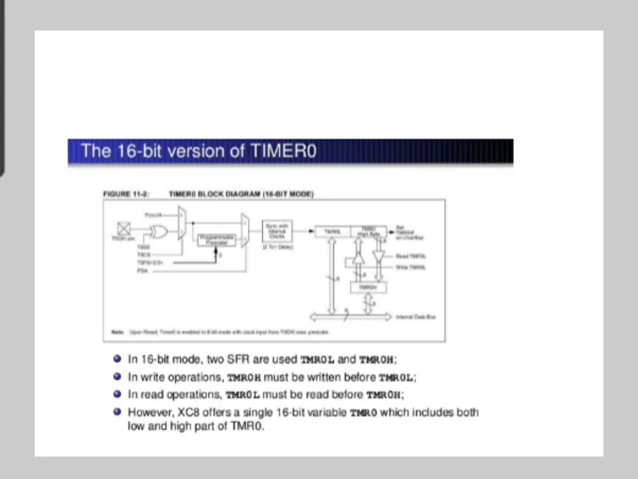So during a read of TMR0L, the high byte of the timer is also loaded into TMR0H, and thus all 16 bits of the timer value can be read. To read the 16-bit timer value, first we have to read the Timer 0 low value and then read the Timer 0 high value in a later instruction.